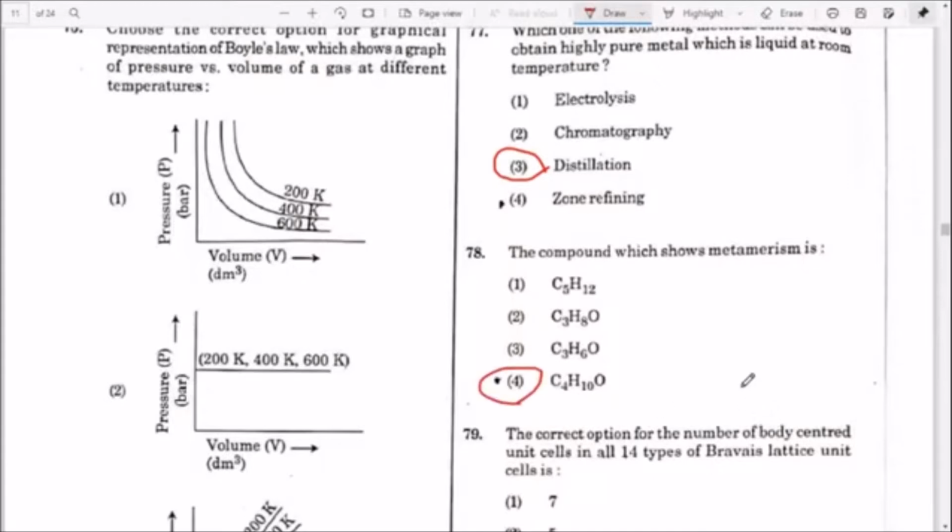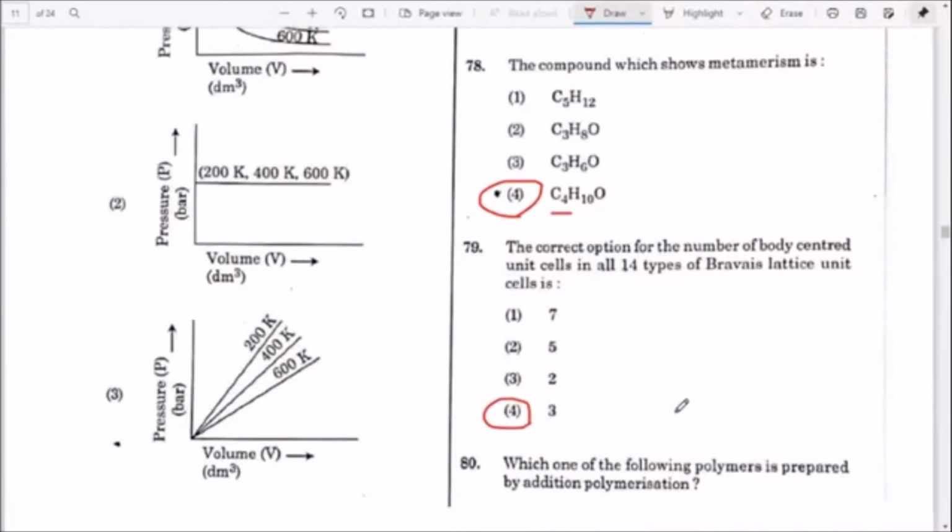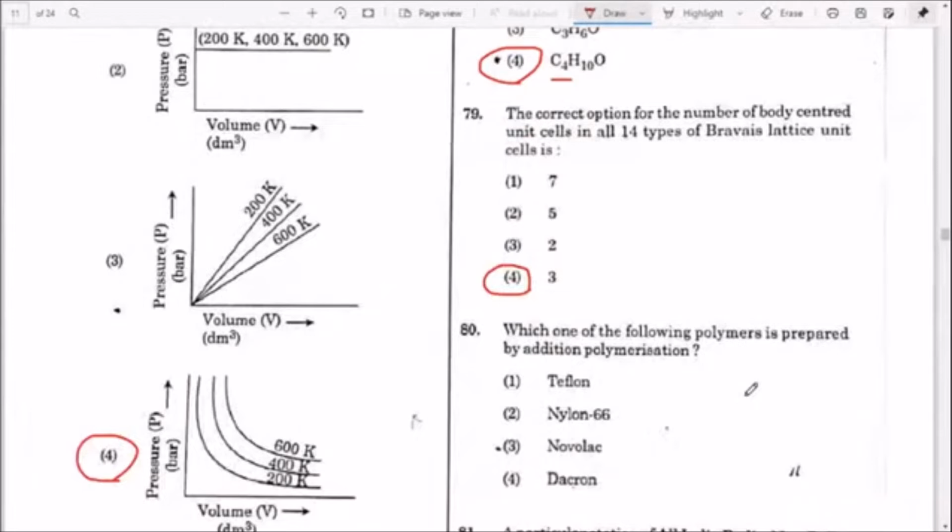The compound which shows metamerism is C4H10O. Yes, so for metamerism, how many carbons are required? Minimum 4. Yes. The correct option for the number of body-centered unit cells in all 14 types of Bravais lattice unit cells is 4. That is option number 4 that is the correct option, students.